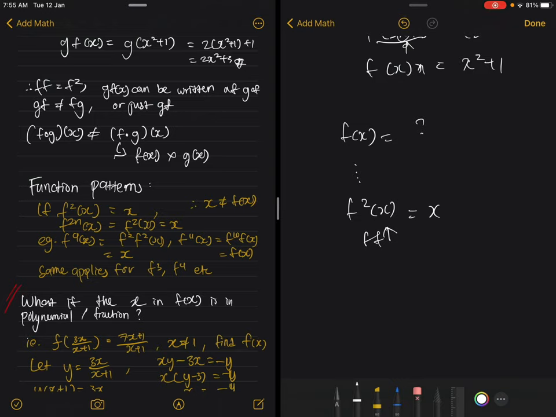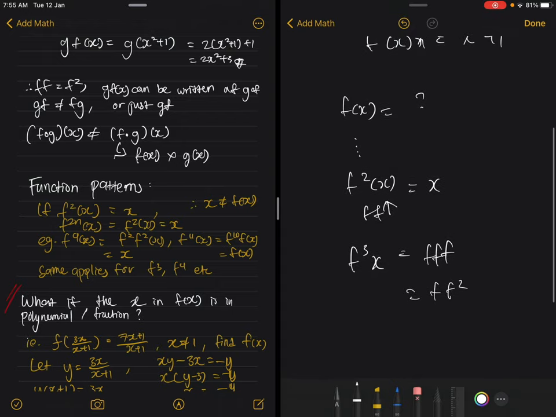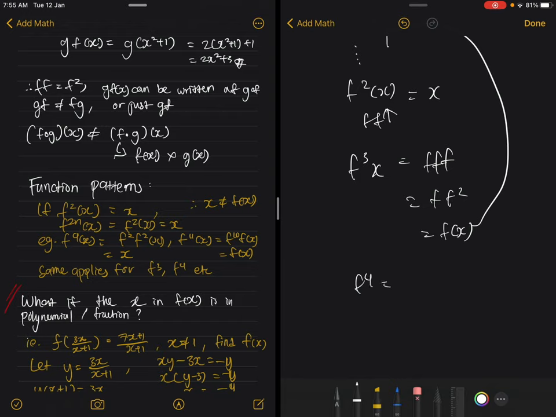Because if f²(x) equals x, what happens to f³(x)? f³ is also fff, or f f². We know what f² is, it's x. Do you see the pattern here? It goes back to the original one. And if you go to f⁴, it's the same thing again. ffff, or f² f², so it's just f², which is x.